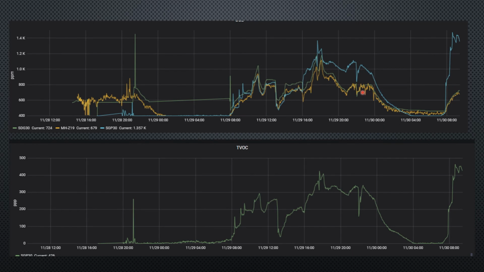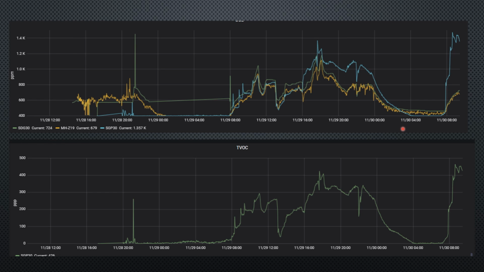The MH-Z19 seems to react a bit faster. But maybe I did not use exactly the same sampling strategy for both sensors. And be aware, we are at the beginning of the measurements and the calibration process is not finished yet.